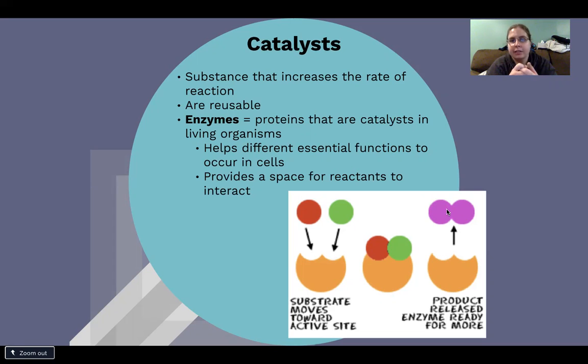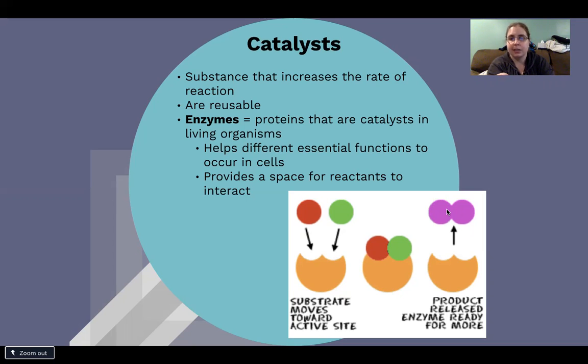Now, in living systems, we have particular catalysts called enzymes. These are a type of protein that do the job of a catalyst in living systems. So we have enzymes in our cells, and they help us do a whole bunch of different functions. Now, I talk about different functions. I'm not talking about necessarily as broad as heartbeat or things like that. I'm talking about even on a cellular level.